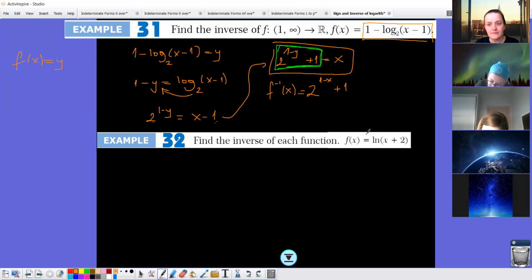So what did you find? Salman. Teacher, till now I found that x plus 2 is equal to Euler's number to the power of y. But now I should continue, teacher. Yes, you need to continue.